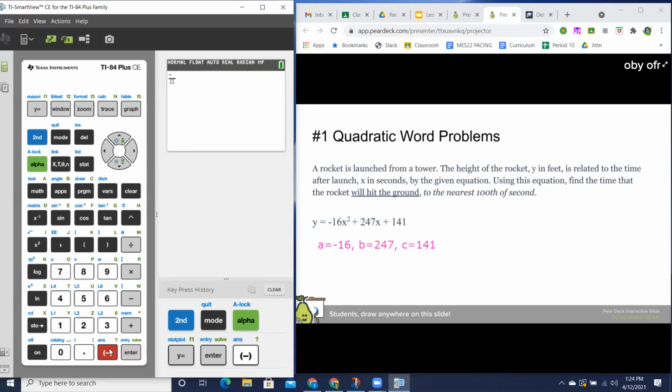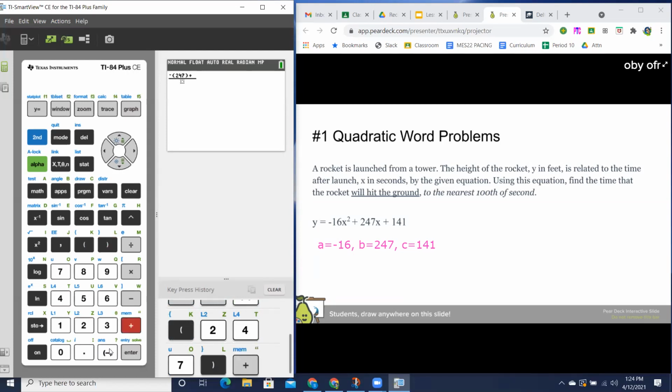Now I'm going to plug in my a, b, and c into my quadratic formula. So I have -b, and I always use parentheses, and I have to use either plus or minus. I can't use both at the same time. So I'm going to hit plus the square root. I have to hit second square root.